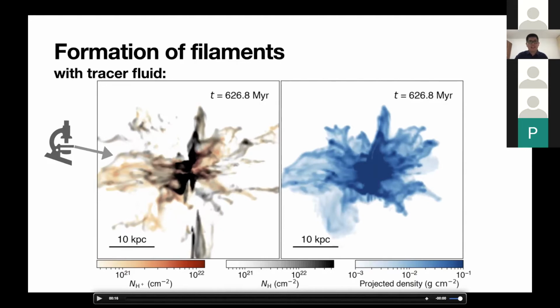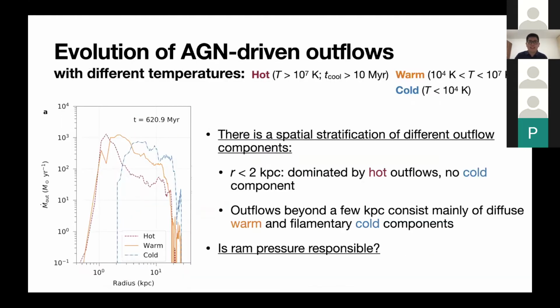To understand this phenomenon, we divided the AGN outflows into 3 temperature bins. The first one is the hot component, with temperature larger than 10 to the 7th Kelvin. The cooling time for such outflows is usually larger than 10 million years, so it's unlikely to cool within a short time scale to form the cold filaments. Instead, the warm component, which is sandwiched between the hot and cold components, has cooling time less than 10 million years. So it's a very likely candidate for the formation of the filaments.